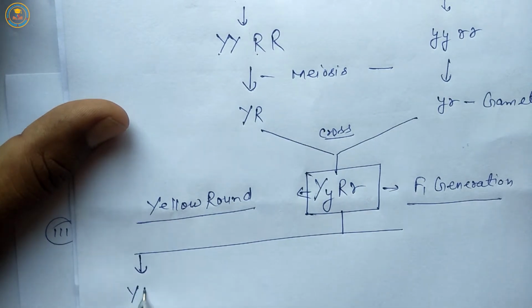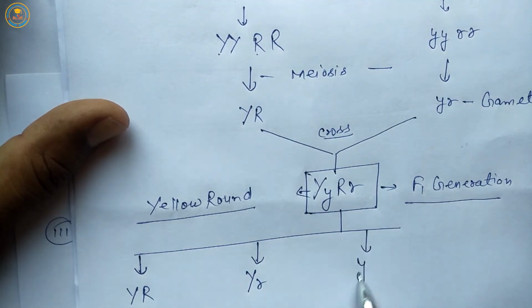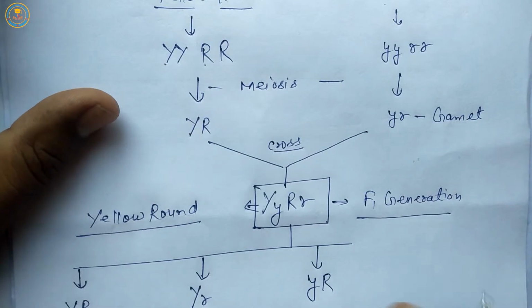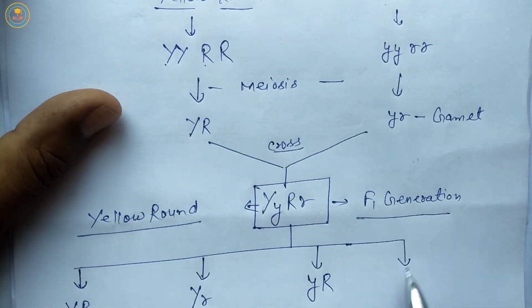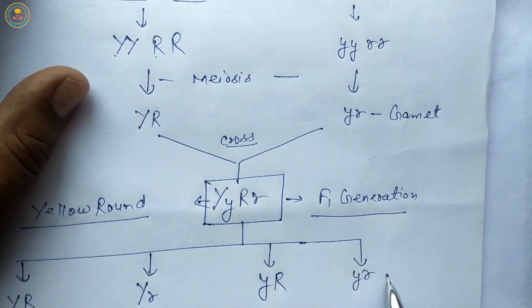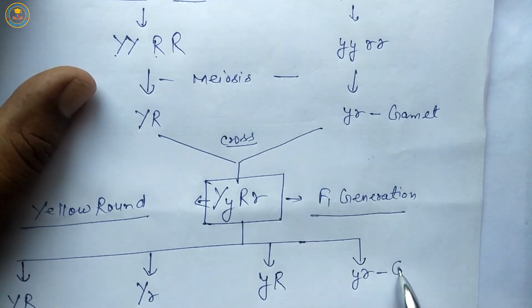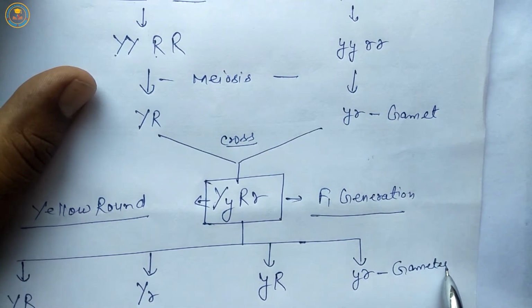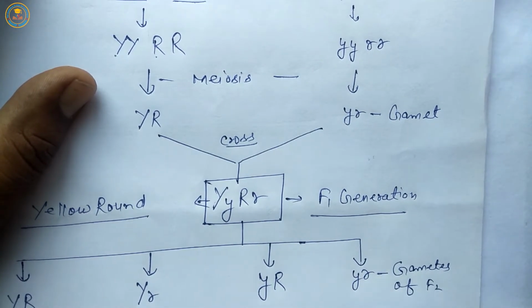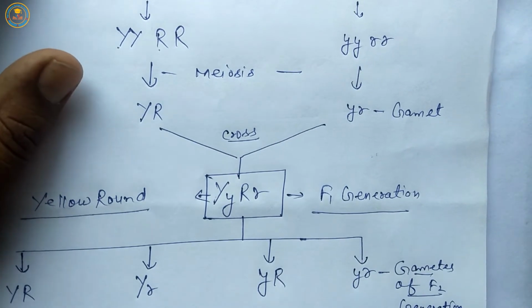Next are the gametes of the F2 generation. First is capital Y, capital R. Second is capital Y, small r. Third is small y, capital R. And fourth is small y, small r. They are the gametes of the F2 generation.